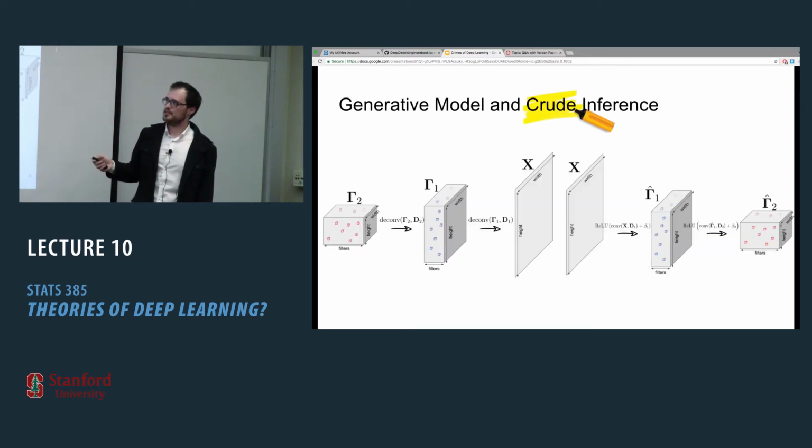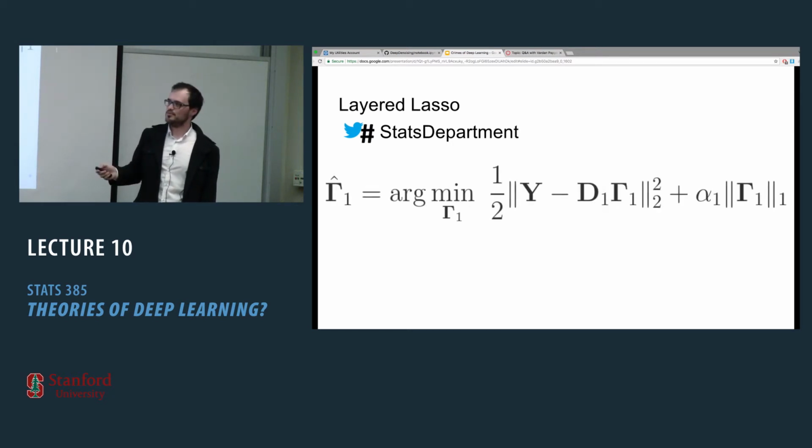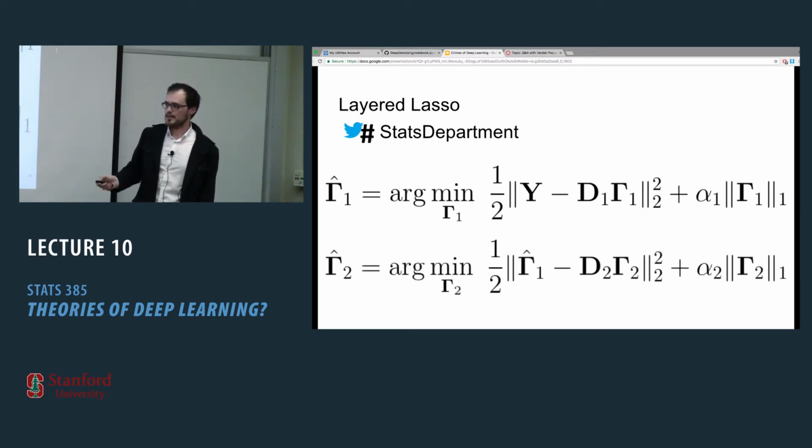So at this point, you should remember that what we have is a generative model that creates an image X, and then we're suggesting to crudely approximate the representations using the layered thresholding, which is the forward pass. But what if we stop being lazy and stop doing crude approximations and do something better? So what if we do the layered lasso? The layered lasso takes an input Y and finds the sparse representation gamma by solving a lasso problem. Then you take the estimated gamma 1 and estimate gamma 2 by solving another lasso problem. A cascade of lasso problems over several layers.